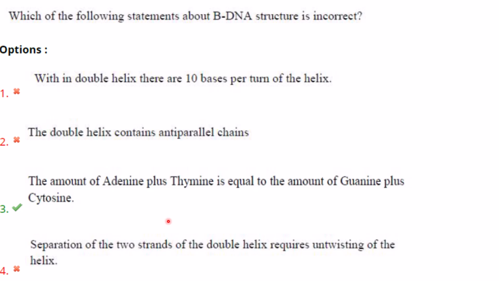Now what are purines? Adenine and guanine. So A plus G equals the sum of purines, and pyrimidines are thymine and cytosine, so T plus C. So what have they given? Adenine plus thymine, A plus T, is equal to G plus C, which is wrong. It should be A plus G equal to C plus T. That is your Chargaff's rule. So 3 is incorrect. Then separation of the two strands of the double helix requires untwisting of the helix, yes, by topoisomerase, helicases, etc. So 4 is correct.